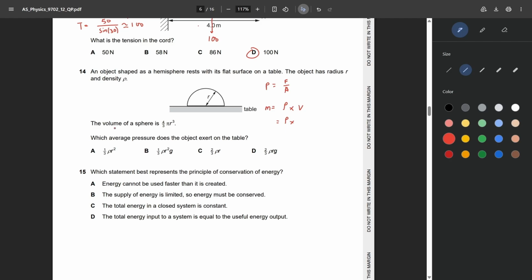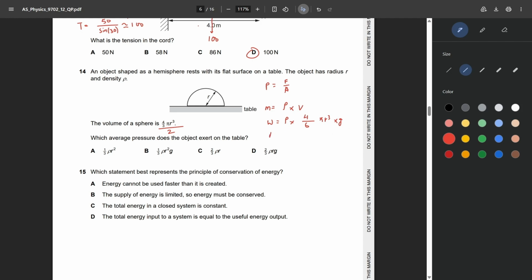Now, there's a catch. The volume of a sphere is 4 by 3 pi r cube, but the volume of a hemisphere, which is half a sphere, will be 4 by 3 pi r cube divided by 2, right? Which is 4 over 6 pi r cube. So the mass of the object is density times this volume, and the weight will be equal to mass times gravitational acceleration, which is density times volume times g. This is the weight of the object.